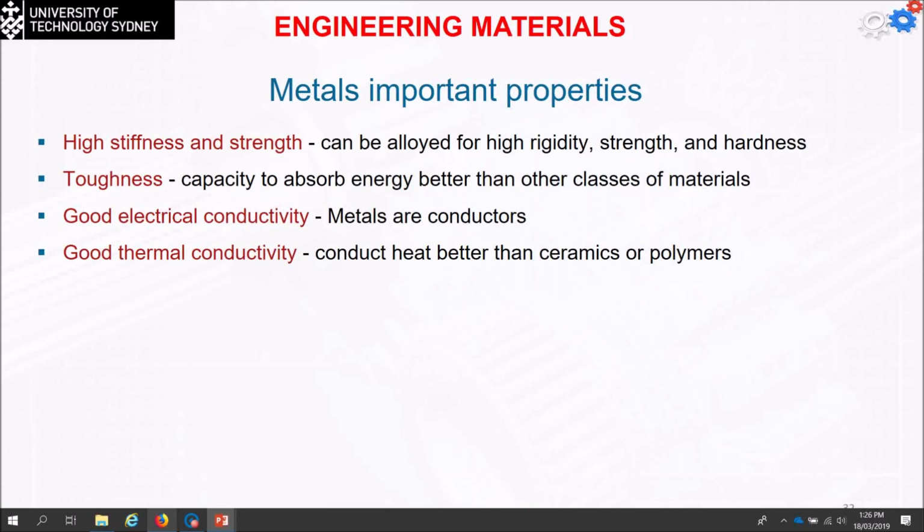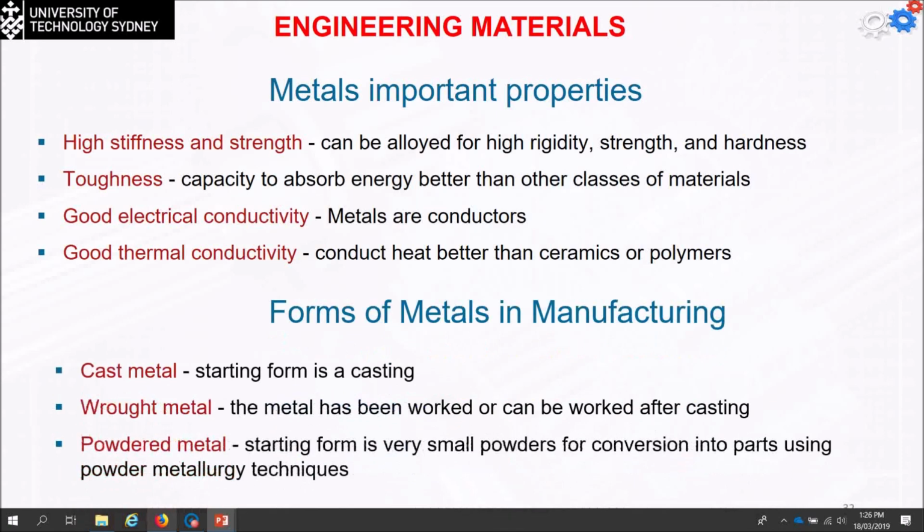You remember that? We said we have mainly three different types, which are the metals, ceramics, and polymers. The important properties of metals in manufacturing are high stiffness and strength, toughness, good electrical conductivity, and good thermal conductivity. The forms of metal in manufacturing can be cast metal, wrought metal, or powdered metal.